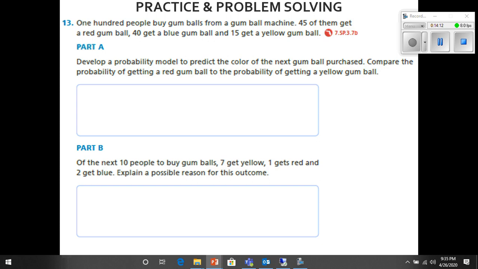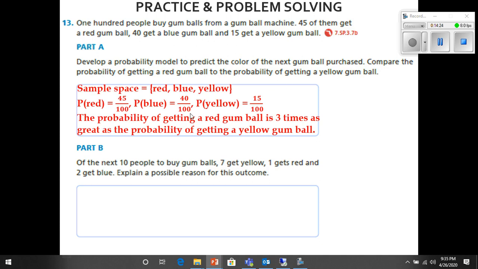Yeah, let's see here. 45 out of 100 would be red, blue would be 40 out of 100, and yellow would be 15 out of 100. The probability of getting a red gumball is 3 times as great as the probability of getting a yellow gumball.